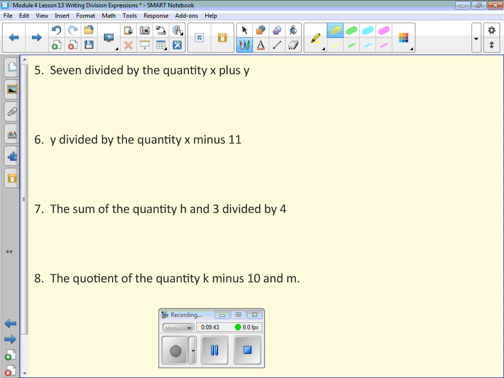So the 7 is being divided by the quantity X plus Y. So 7 divided by the quantity x plus y, or 7 divided by x plus y. We don't need the parentheses when we write it as a fraction.